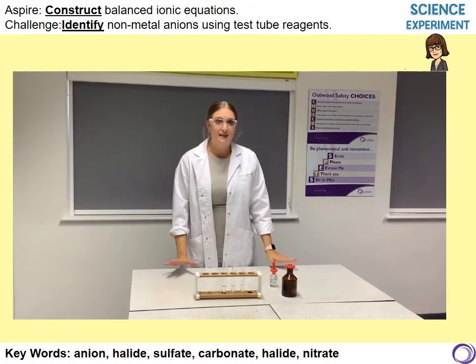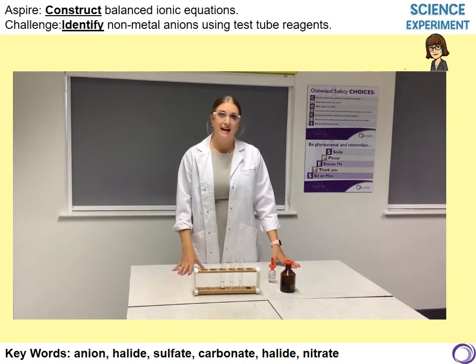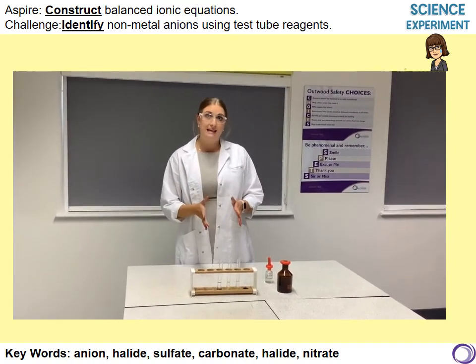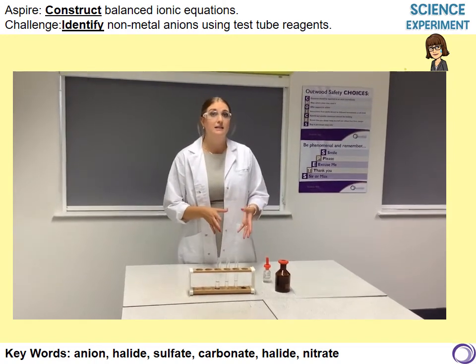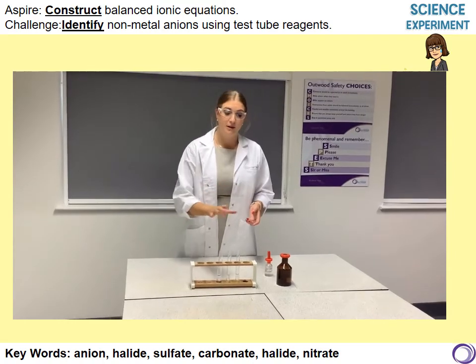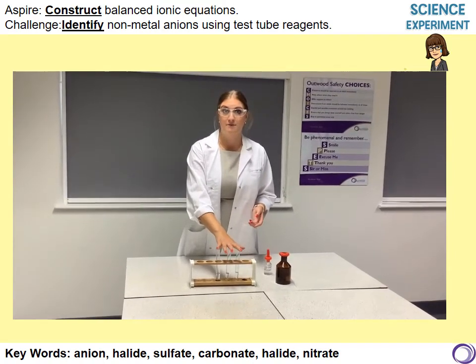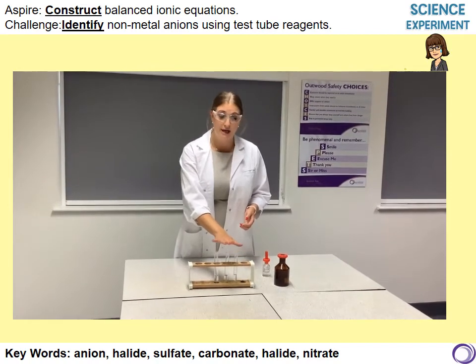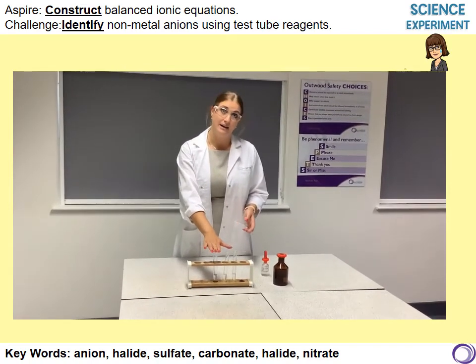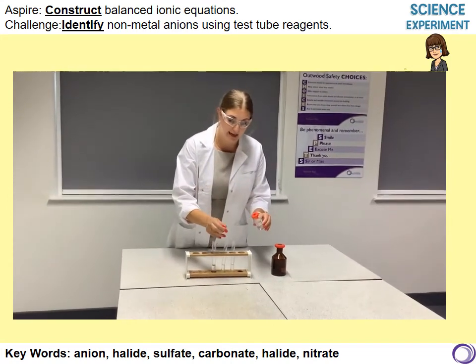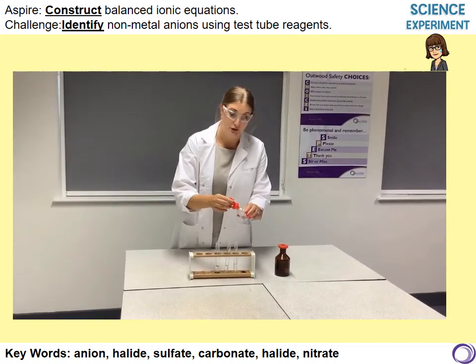Hi everyone, so in this video I'm going to do some tests for halide ions. Now for the halide ions we add the same reactants but we get a different colour precipitate form depending on which ion is in the compound. So I have solutions of chloride, bromide and iodide ions. The first thing I'm going to do is add some nitric acid to each one.